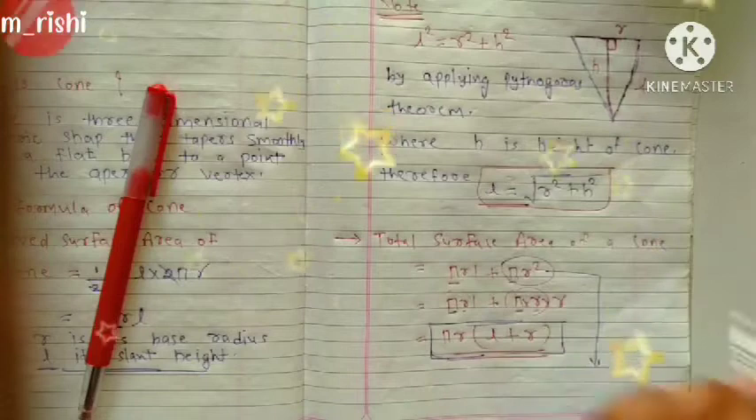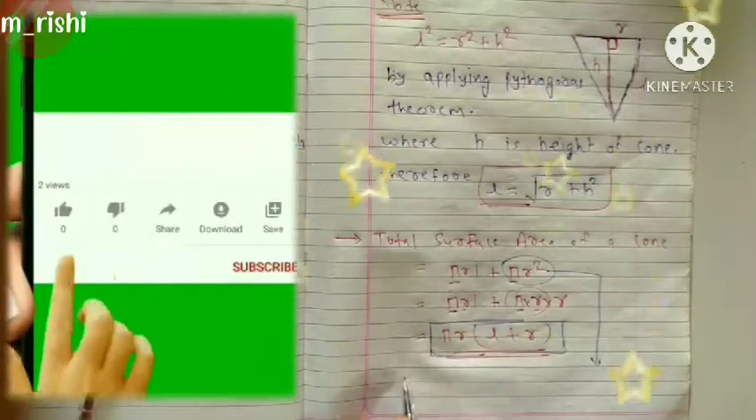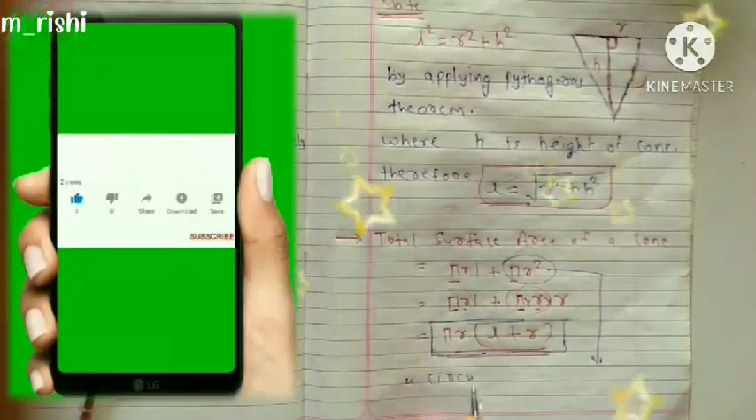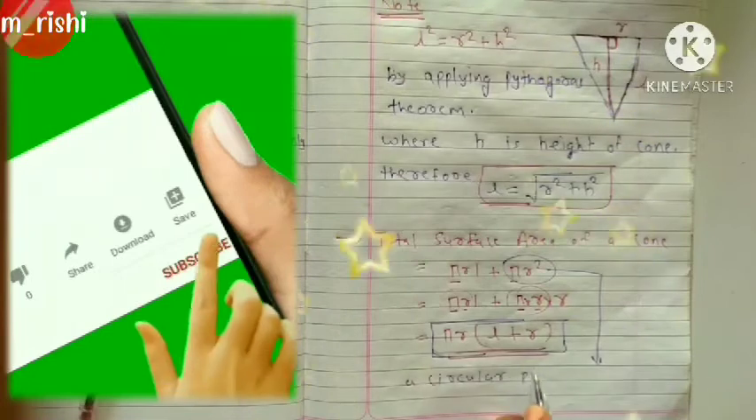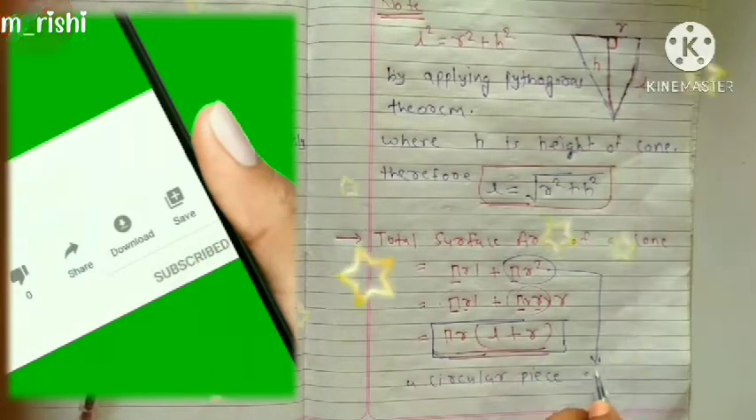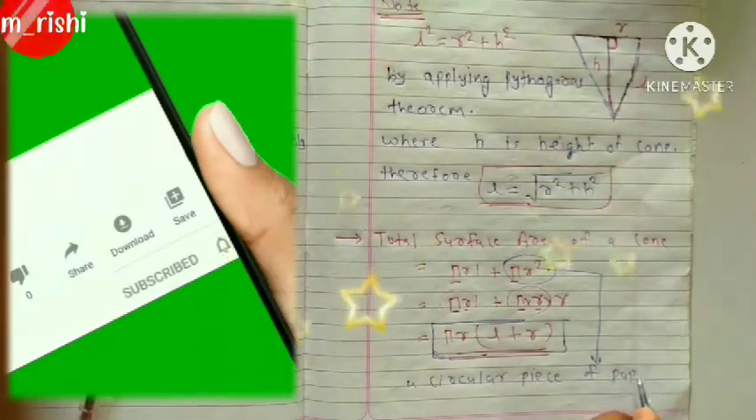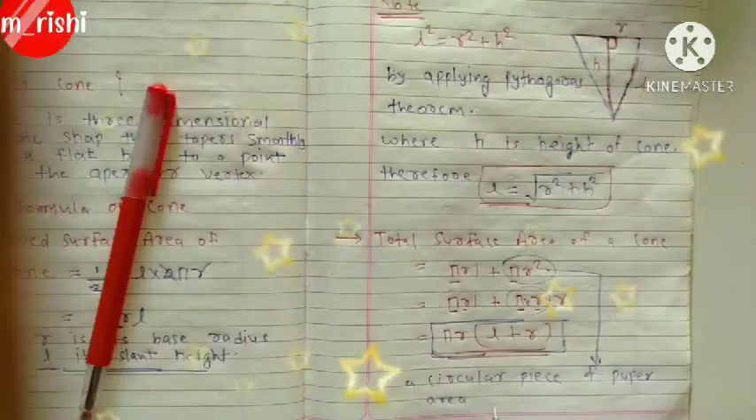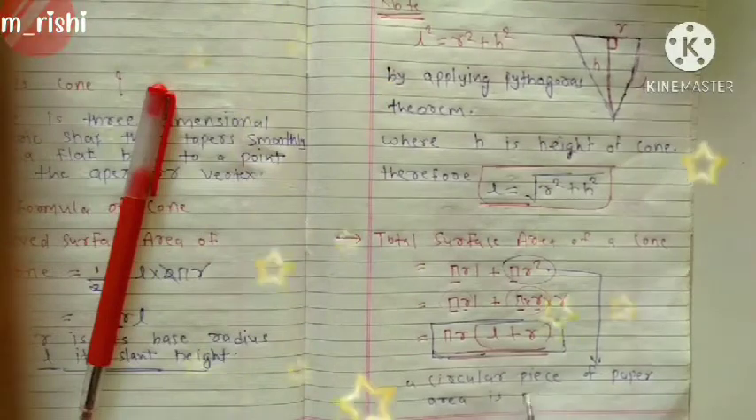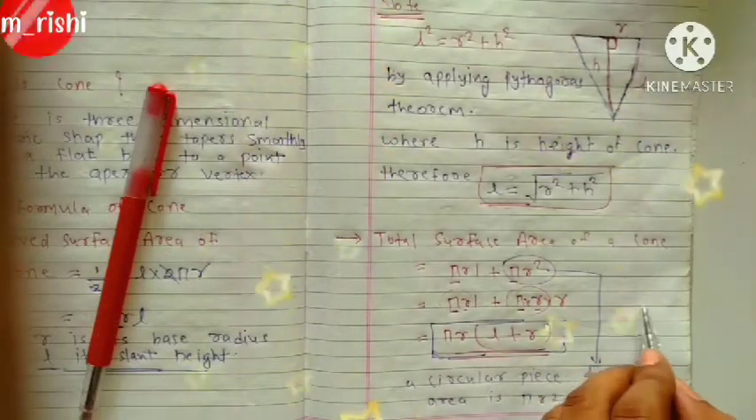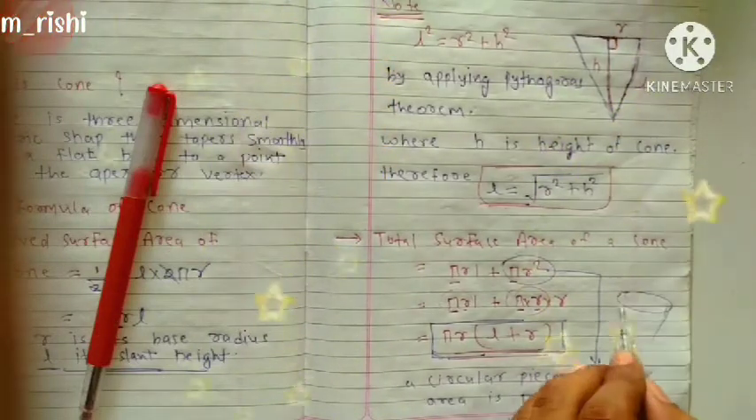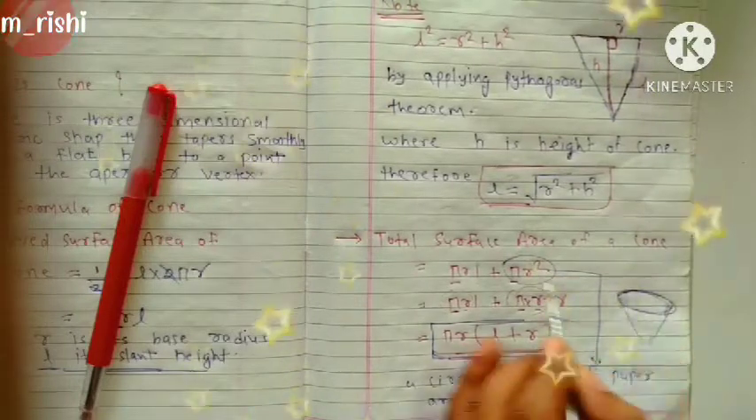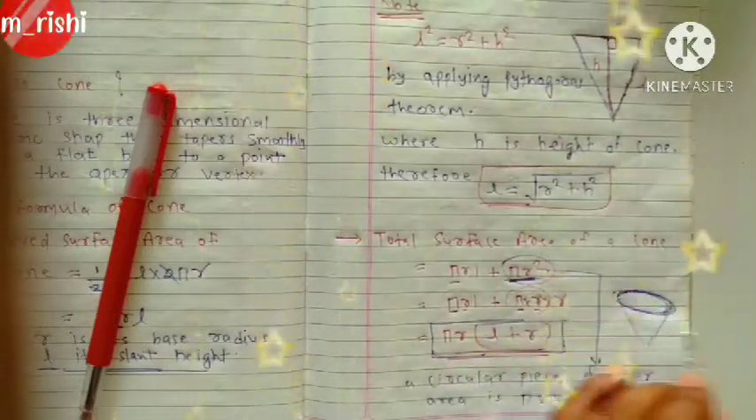This is pi r square. This pi r square is the area of the circular piece of paper, the base. You see in the figure for understanding. Yes, this circle is pi r square.